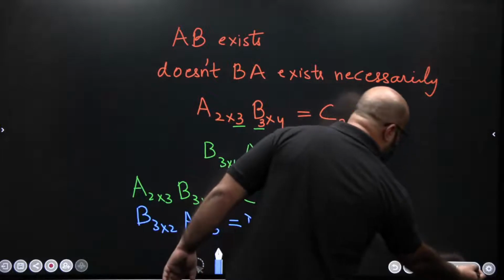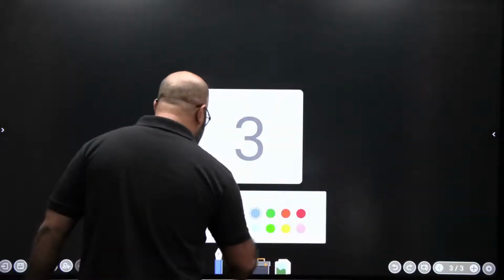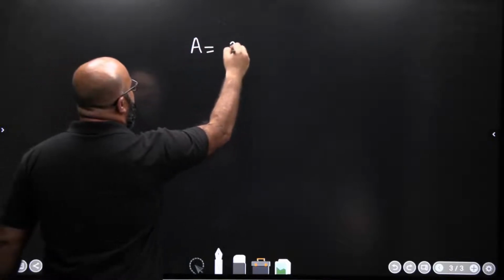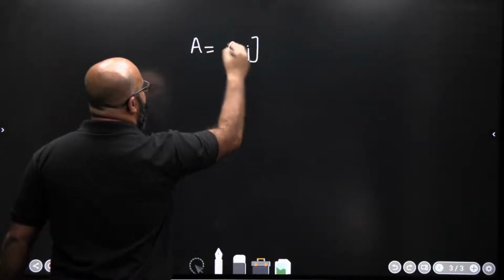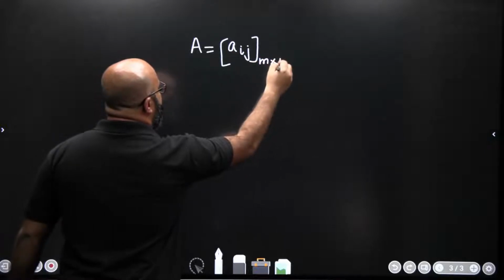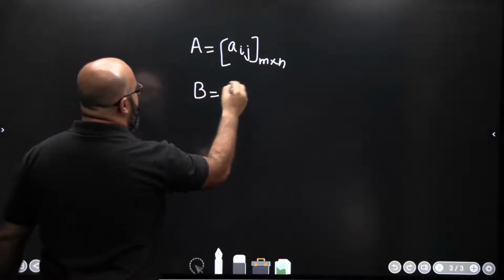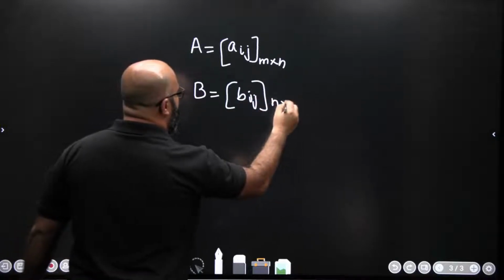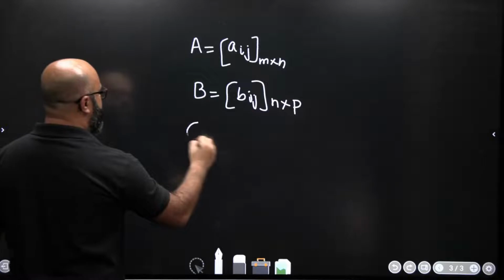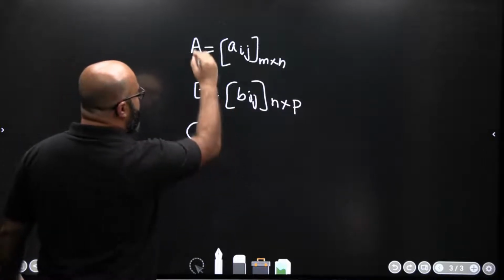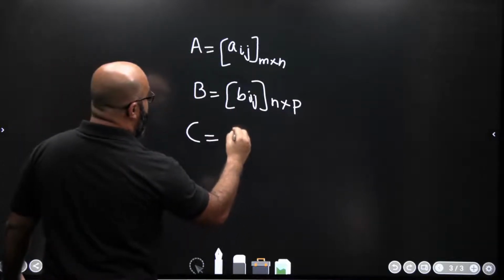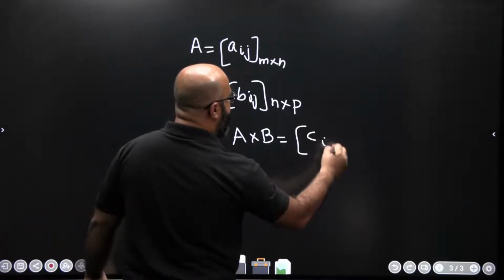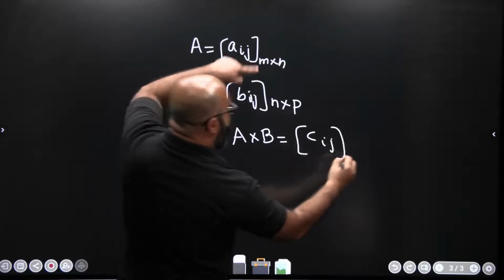Now what are the values actually? If we talk about the values, A is having the element Aij and it is of the order M cross N. B is having Bij and it is of the order N cross P. Then C is the multiplication of A into B, which is having elements Cij, and the order will be M cross P.